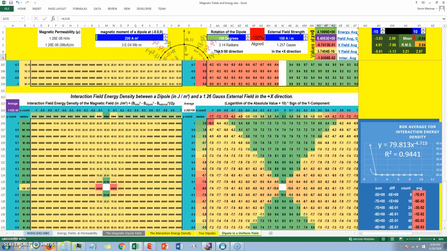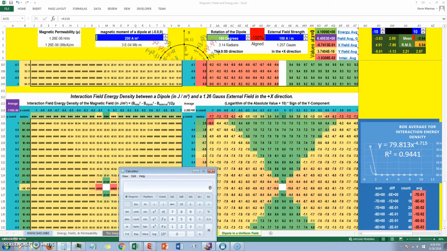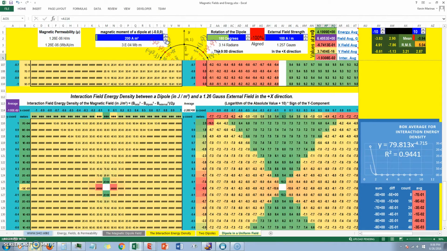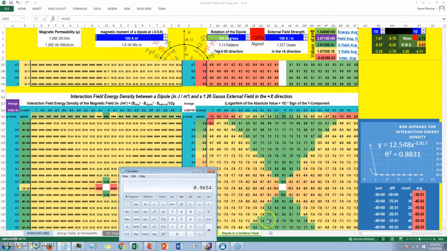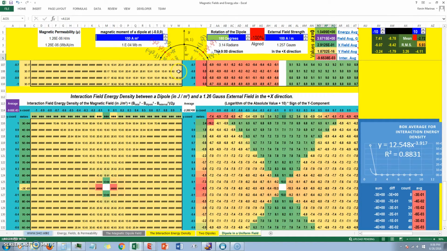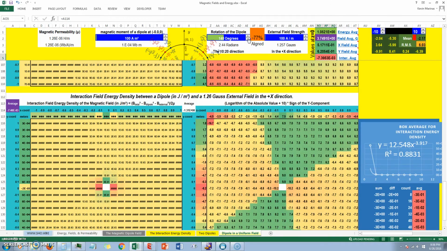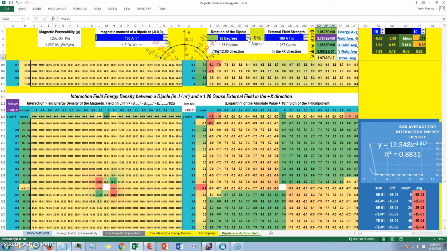So let's take that thing, 1.9308, and divide by 2. Now bring this back. Now we have 0.9654. So pretty much in the ballpark of the calculation here. So yeah, let's go ahead and rotate this back.